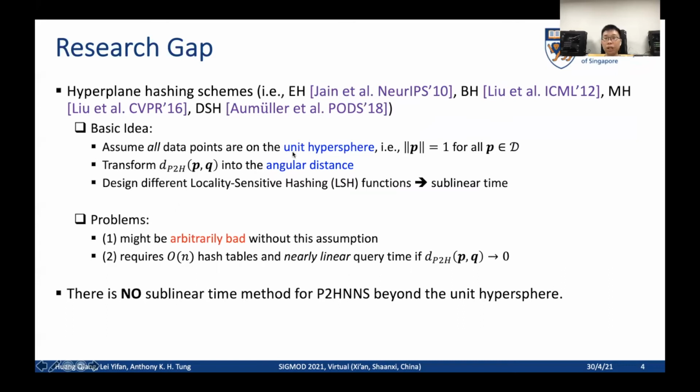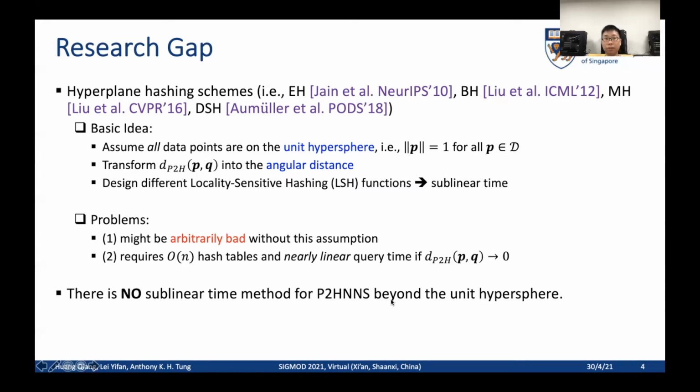However, the unique hypersphere assumption is a very strong assumption. In many applications, such as dimensionality reduction and clustering, this assumption may not be satisfied. However, if we doubt this assumption, this method may be arbitrarily bad for this problem. What is worse, if the point to hyperplane distance is close to 0, they will require about big O(n) number of hash tables and nearly linear query time.